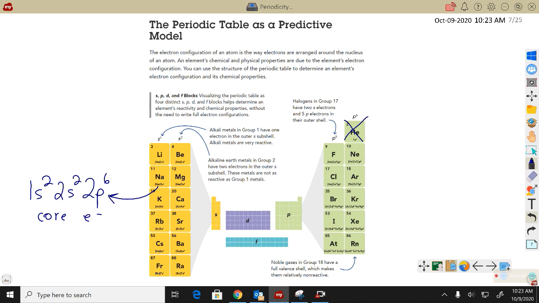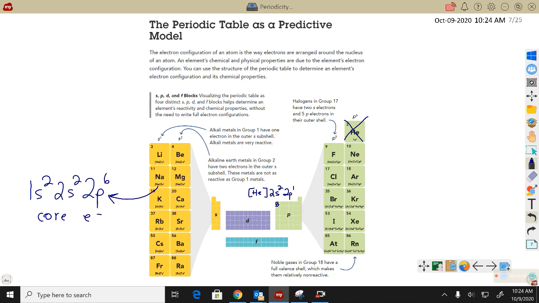Then if I hop across to the P block, they've only pulled out the halogens and the noble gases. But for example, let's say I were looking at boron. And so boron would be right here. And so boron's electron configuration would be, if I do the noble gas shortcut, I'd go backwards to helium, and then I'd be 2s2, 2p1.